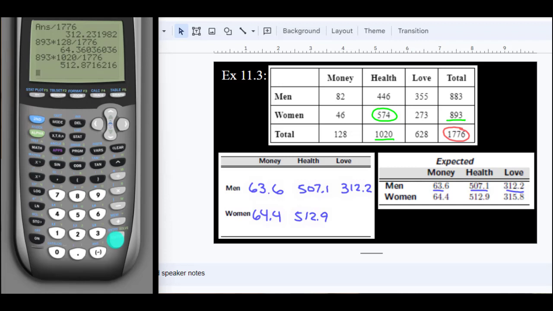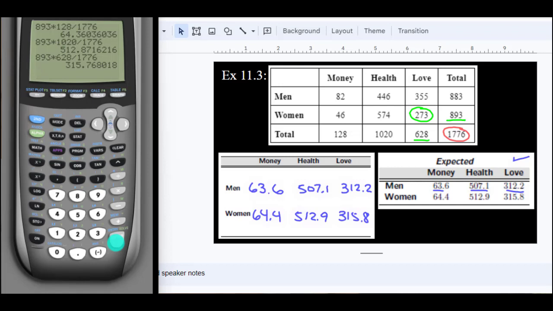And one more time, just to finish showing off the process here, we're going to find the answer that's going to go into that cell for the expected values, the expected count. We have the row total 893 times the column total 628, and we divide by 1776, and we get 315.8 if we round that off. We can see that all of those values match up just fine with our answers for those expected totals. So that is the process we use.